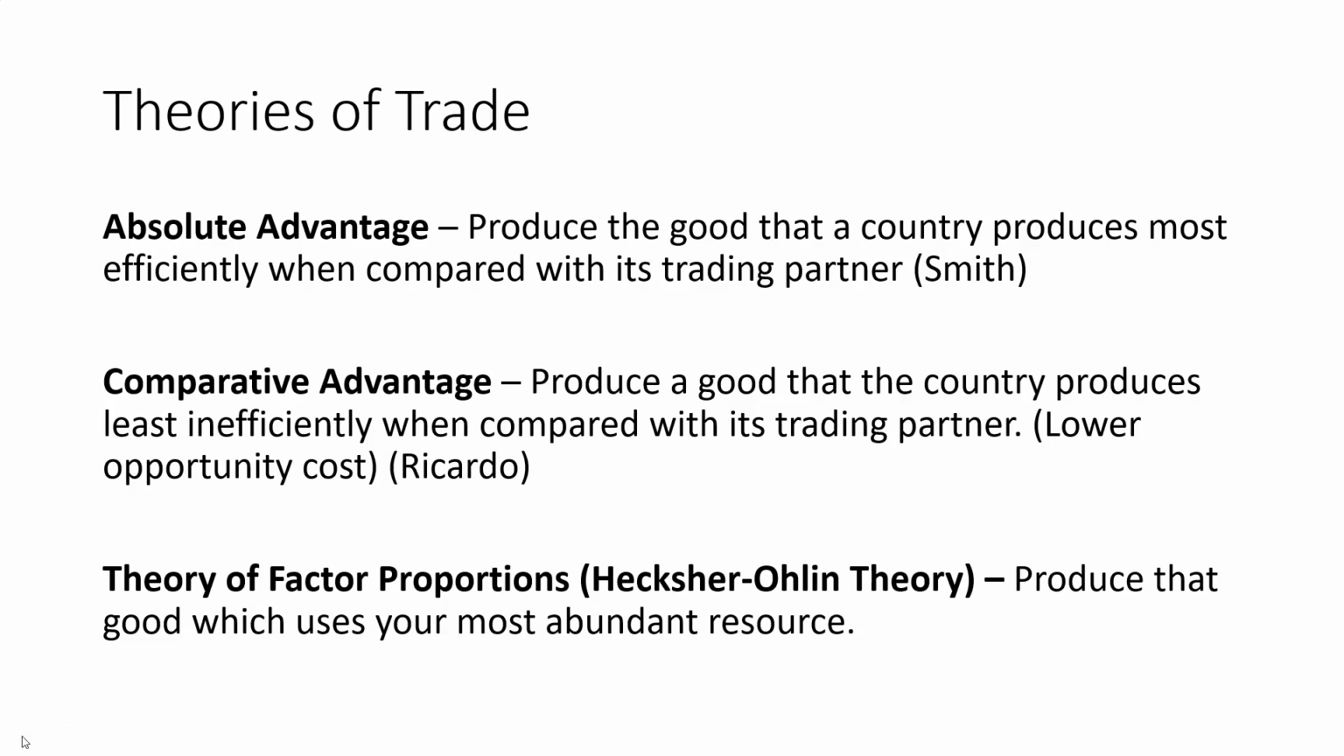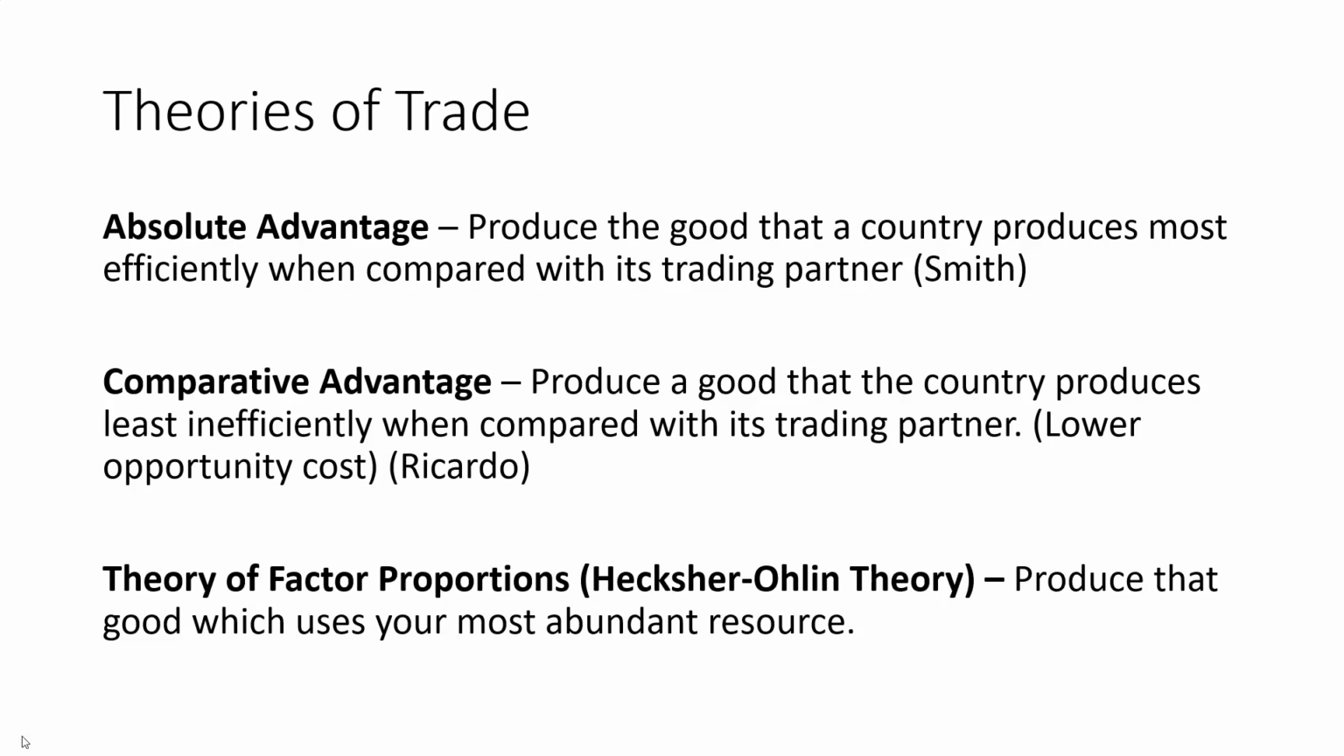No matter what you call it, the theory simply states that a nation should produce that good which uses its most abundant resource. For example, the United States is capital intensive. We have lots of money. We have lots of technology. We should use that to produce goods. And we should sell those capital intensive goods for goods that are, say, labor intensive, things that require lots of people power.